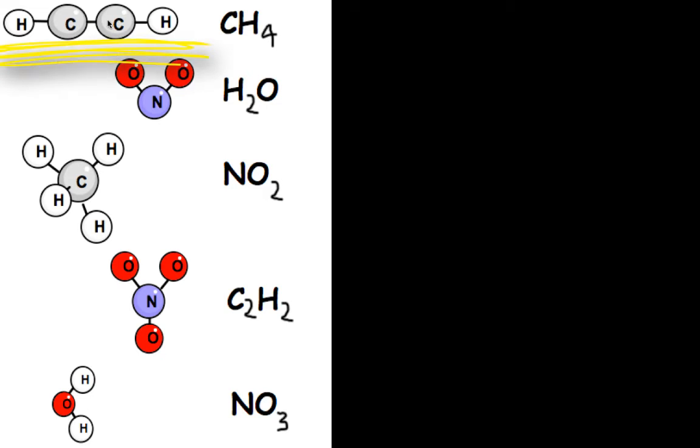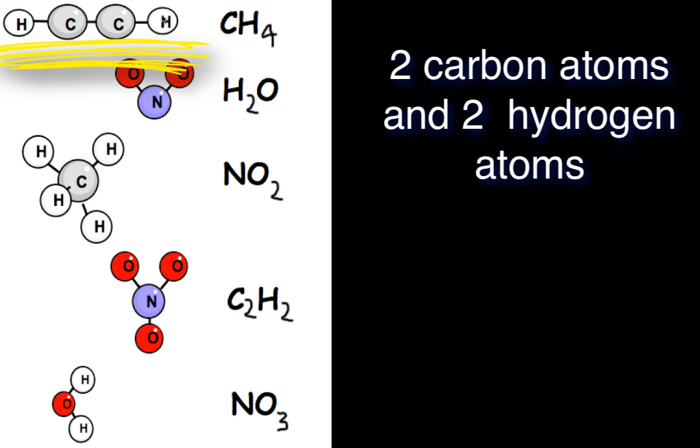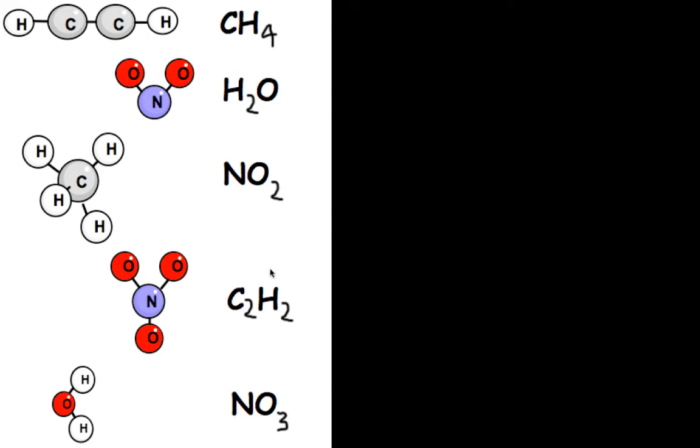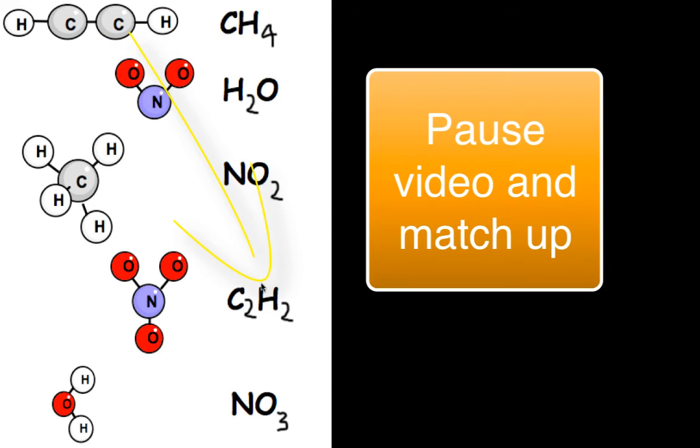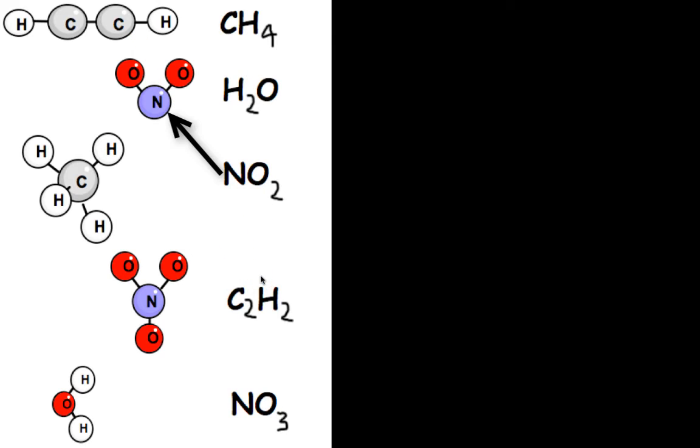So, for example, here we've got a couple of H's joined to a couple of C's, so C2H2. See if you can match up the other ones. So we've got NO2, and we have CH4, and we have NO3 or H2O. So it's really important again to notice that we've got a small subscript number here to show how many atoms are joined together to other atoms within a compound.